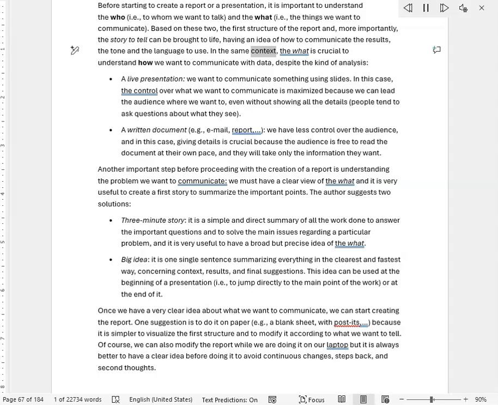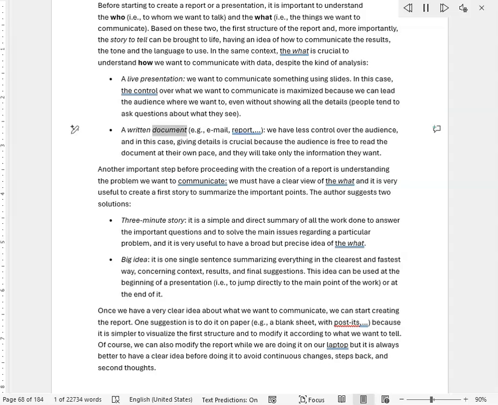In the same context, though, what is crucial is to understand how we want to communicate with data, despite the kind of analysis. In a live presentation, we want to communicate something using slides. In this case, the control over what we want to communicate is maximized because we can lead the audience where we want to. Even without showing all the details, people tend to ask questions about what they see.